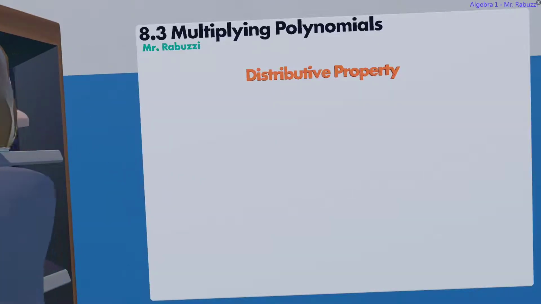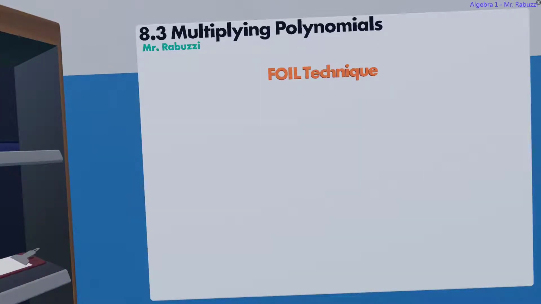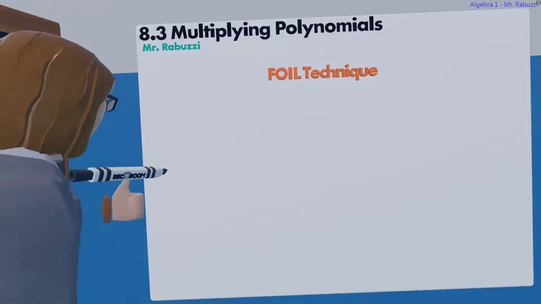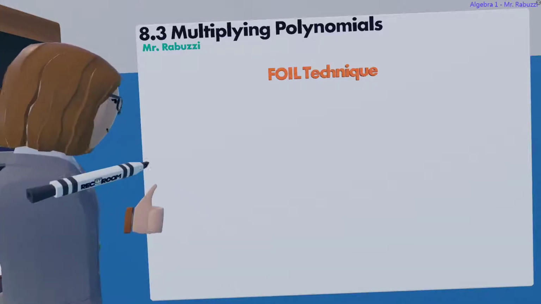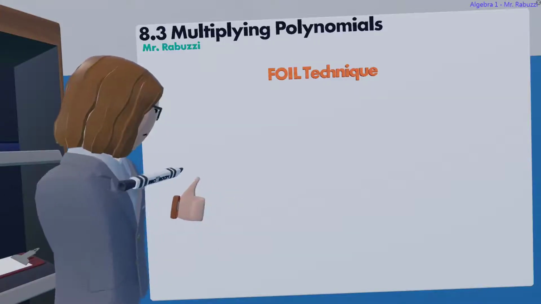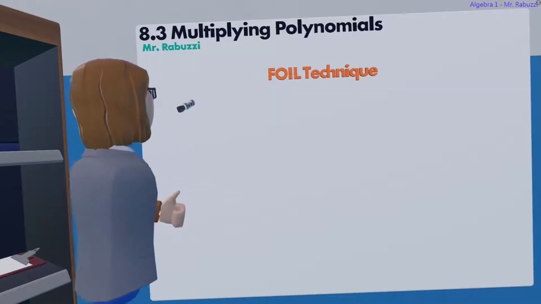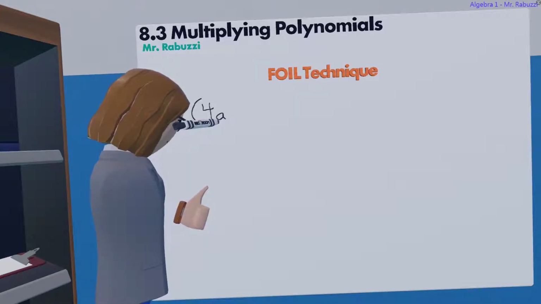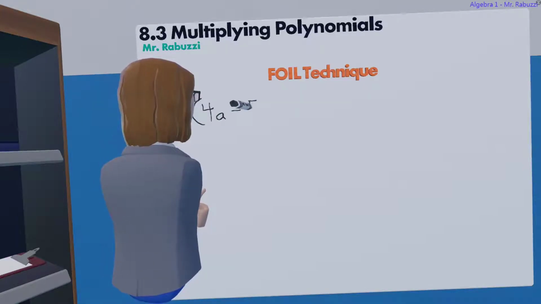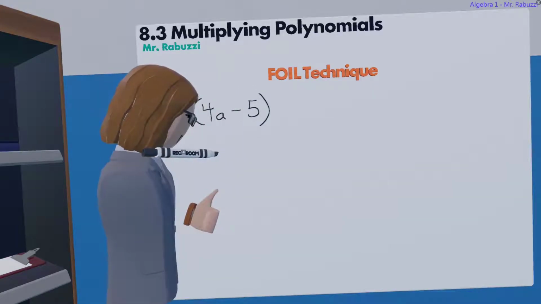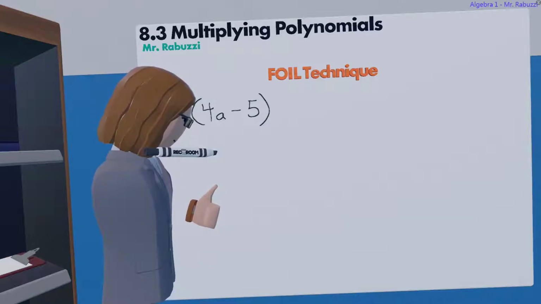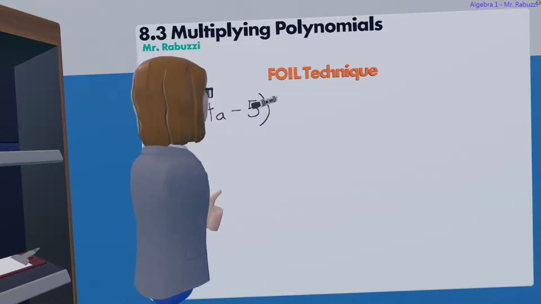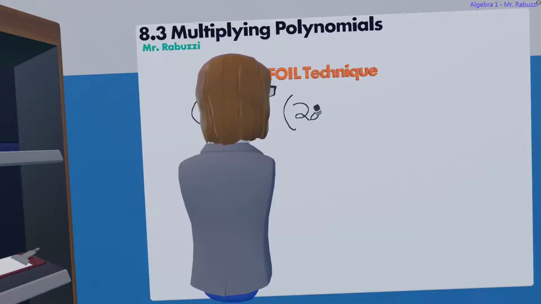But this is an example of the other technique, the FOIL technique, okay? So when you FOIL, it's the same power. It's still distributive property, but the way that it looks is a little different. So let's try an example. What if we have 4a minus 5 and the other binomial is 2a minus 9.